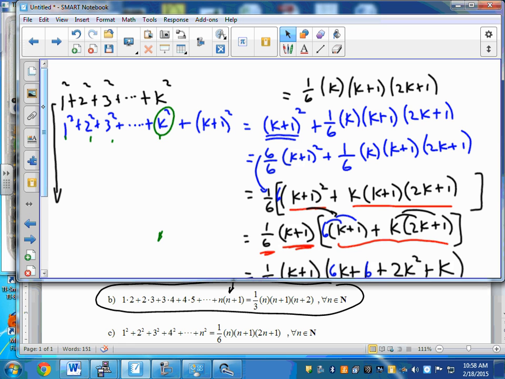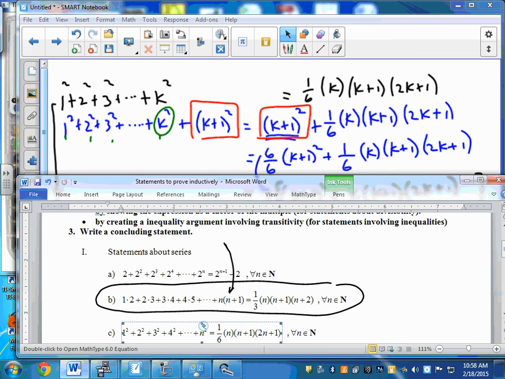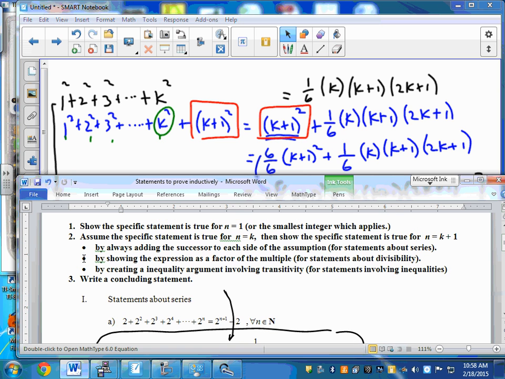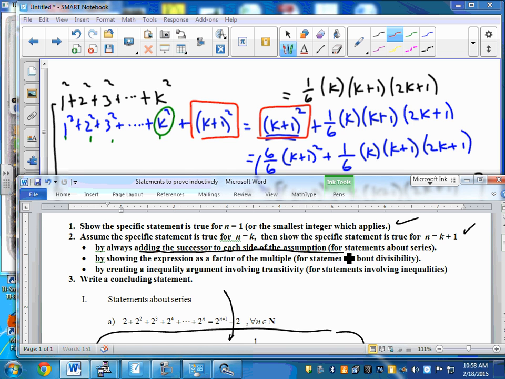So just think constant differences. This is a non-arithmetic series. But the idea of adding the successor to both sides is the key to working all induction proofs about series. So here's our template again. And if we look at this, show true for n is 1, that's the base case. Assume the statement is true for n is equal to k, then show it's true for n is equal to k plus 1. You're always going to do that by adding the successor to both sides for every statement about series. And again, if you can do that for arithmetic series, you'll be in good stead.